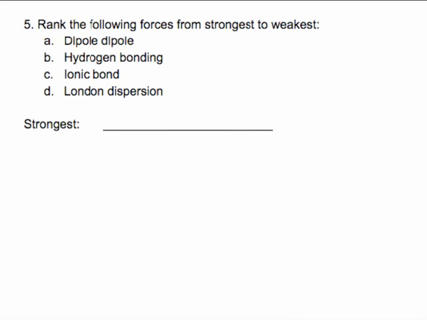Okay, the next question is question number 5. You have to rank them from the strongest to the weakest. Well, ionic bonding is number 1. It's the strongest. Then followed by hydrogen bonding, then dipole-dipole, and then London dispersion forces. That's the order from the strongest type of force to the weakest type of force. Okay, that's it for this video. You'll have to see the other videos to get the other questions in this document here.